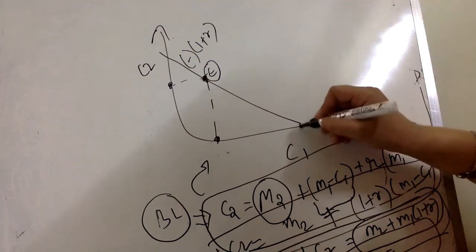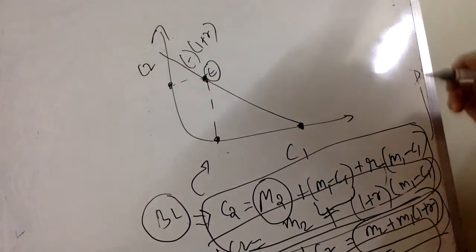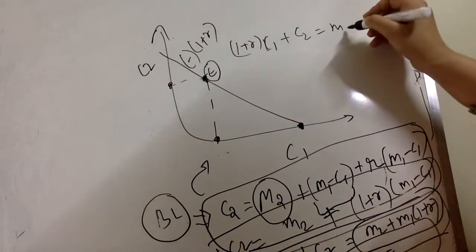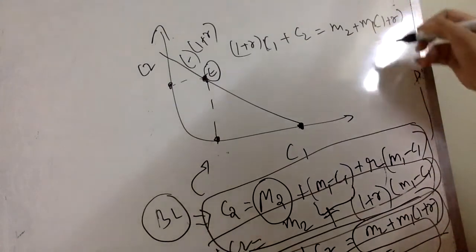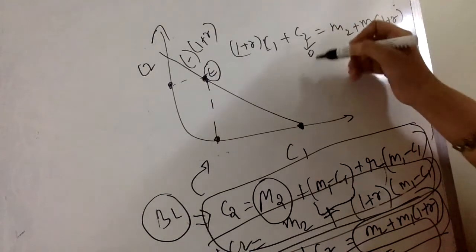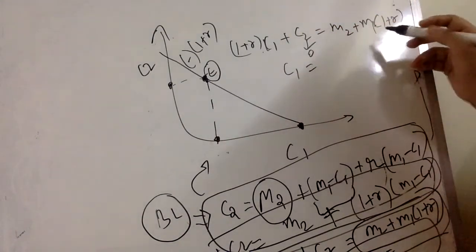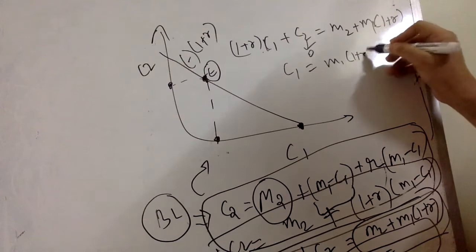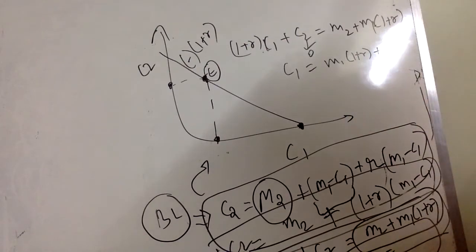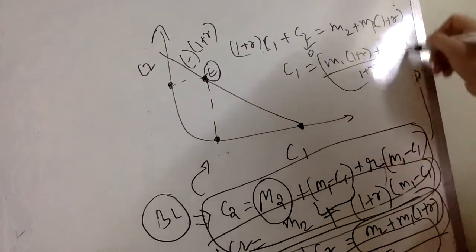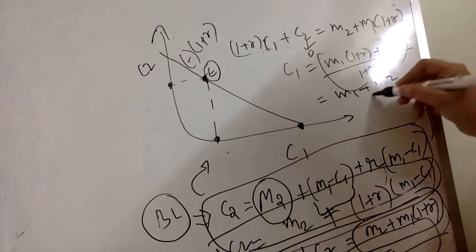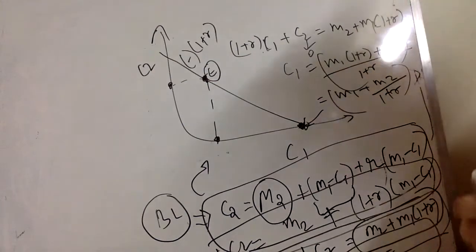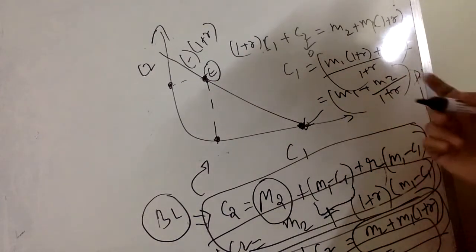If I want to check this point, I can substitute into my budget constraint, 1 plus R times C1 plus C2 equals M2 plus M1 times 1 plus R. If C2 is 0, computing the value of C1, this becomes M1 times 1 plus R plus M2, upon 1 plus R. So this just becomes M1 plus M2 upon 1 plus R. This is the point at which C2 equals 0 and C1 equals M1 plus M2 upon 1 plus R.